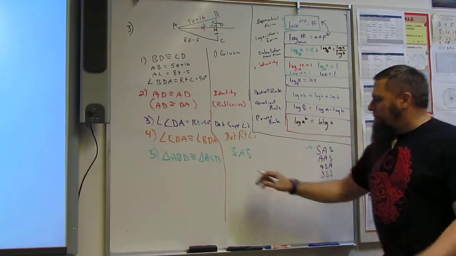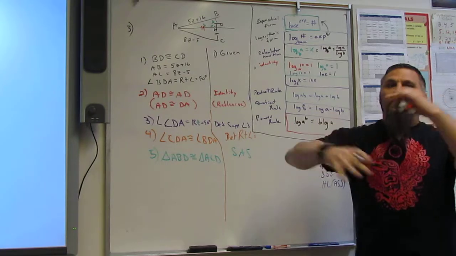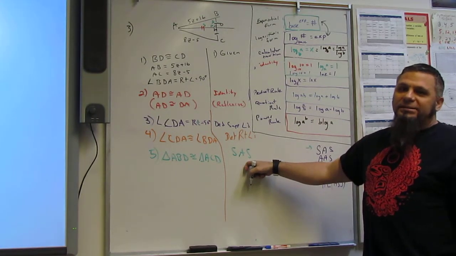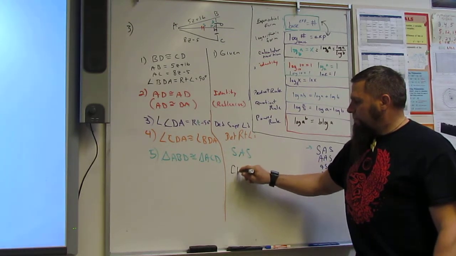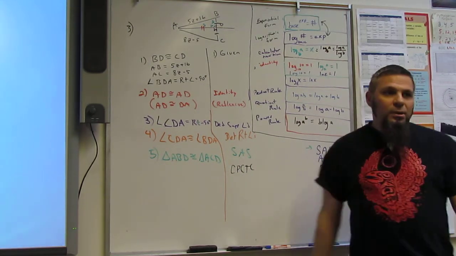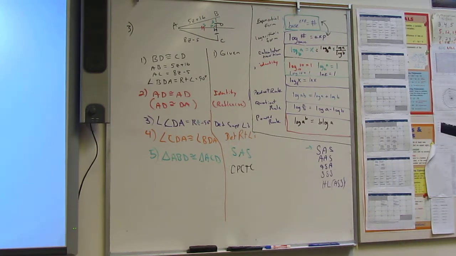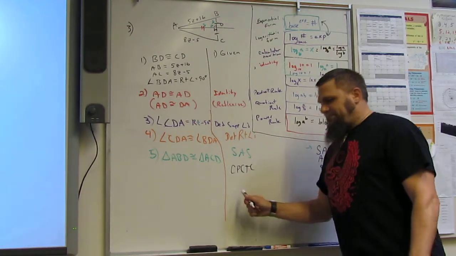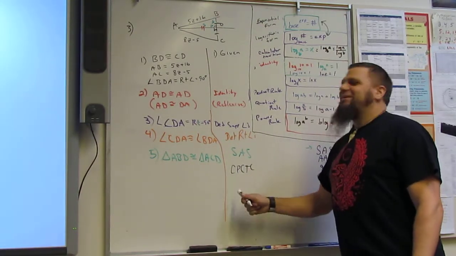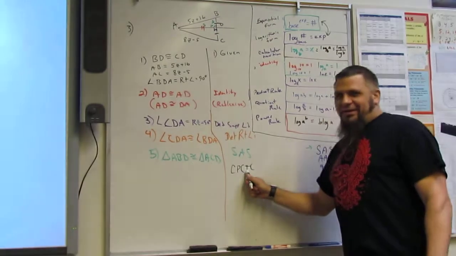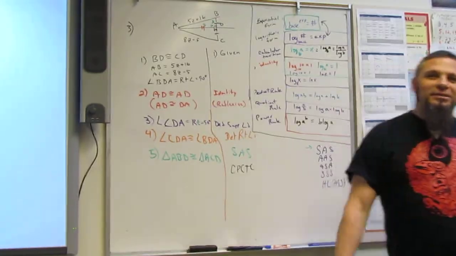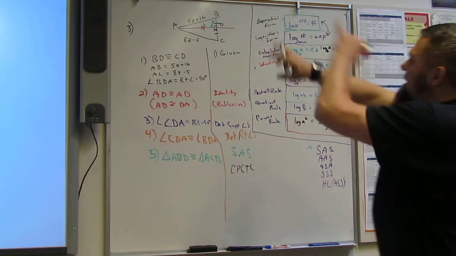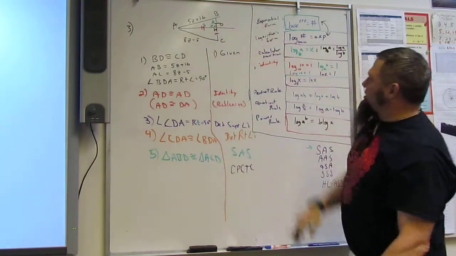All right. So now, remember what's our next step here? Once I know the congruencies of the triangles, what's my next step? CPCTC. Yes. Which means Congruent Parts of Congruent Triangles are Congruent. That means any part of this triangle is congruent to any other part.